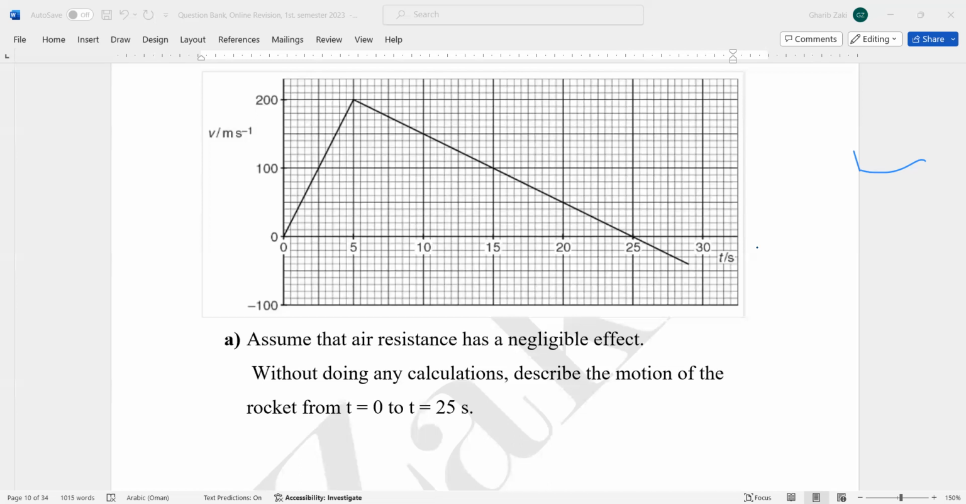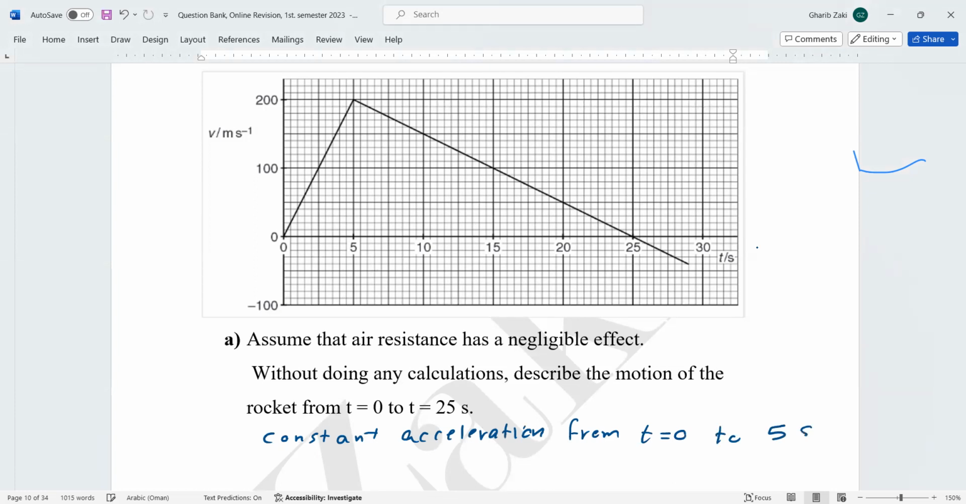So we write here, constant acceleration, okay, from t equals 0 to 5 seconds. Then constant deceleration from 5 to 25 seconds. So this is the answer of this part. Calculate the height reached by the rocket. The height, it is the total area.